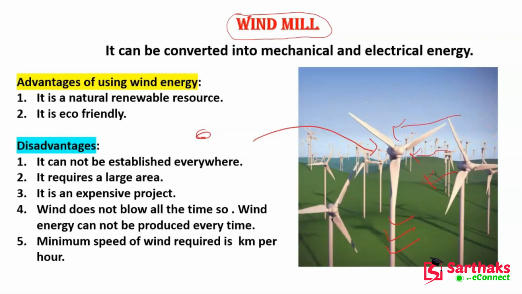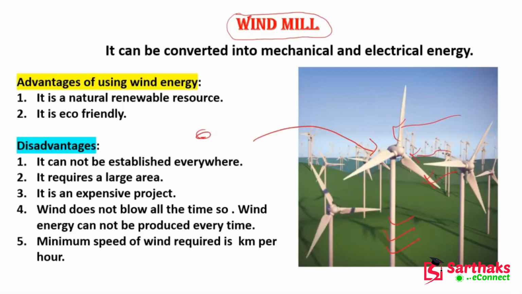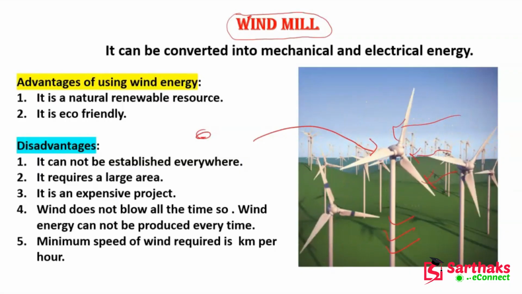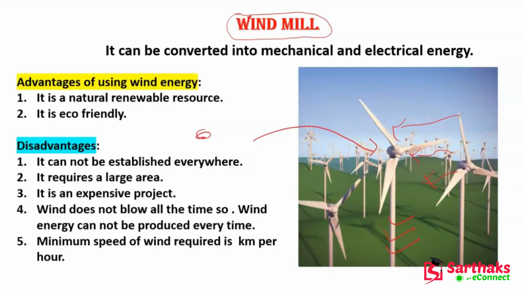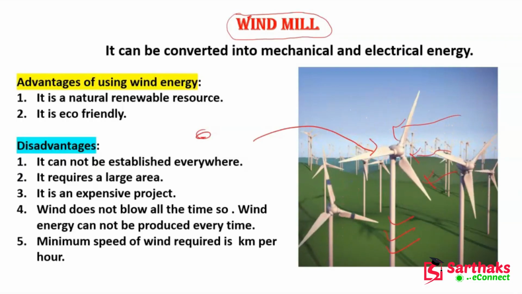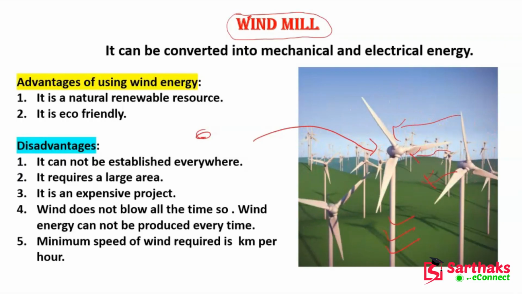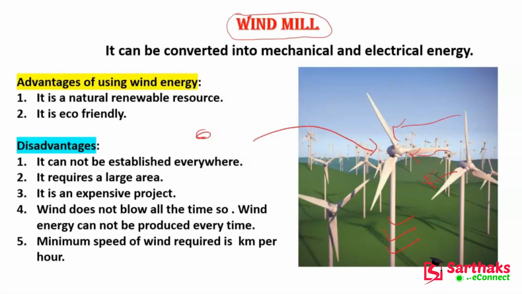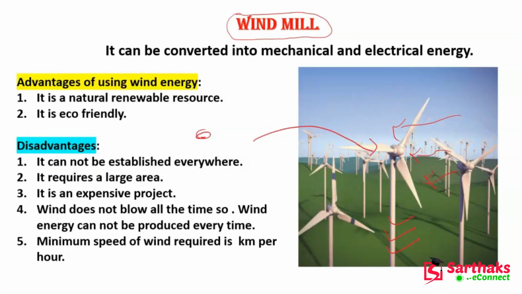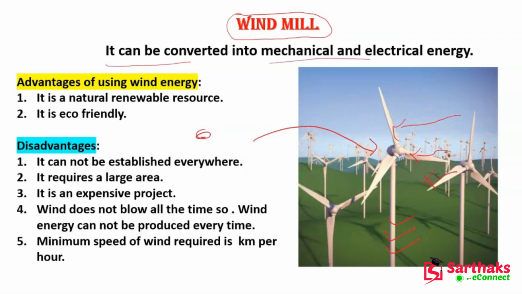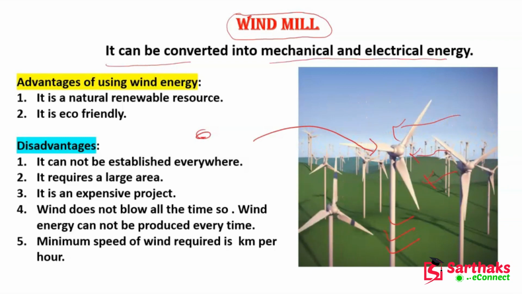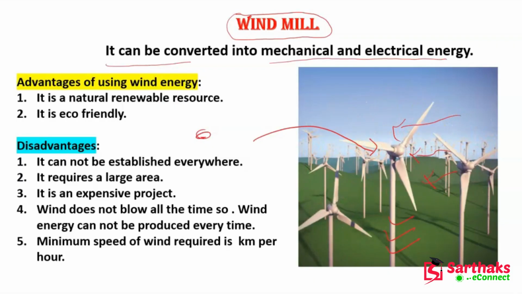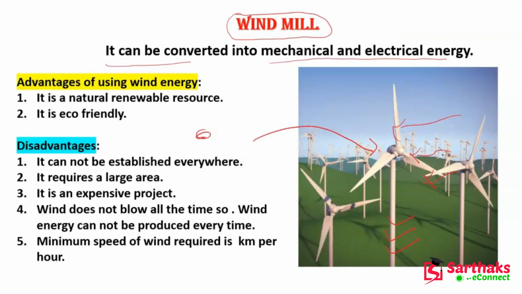So when the air is flowing, due to that energy, this windmill will also be rotating, you can see. So due to the rotation of these, the electricity will be generated. I hope guys this point is clear to you. So we can say that it can be converted into mechanical and electrical energy. Basically here the mechanical energy is converted into the electrical energy, okay. So I hope this point is clear to you.